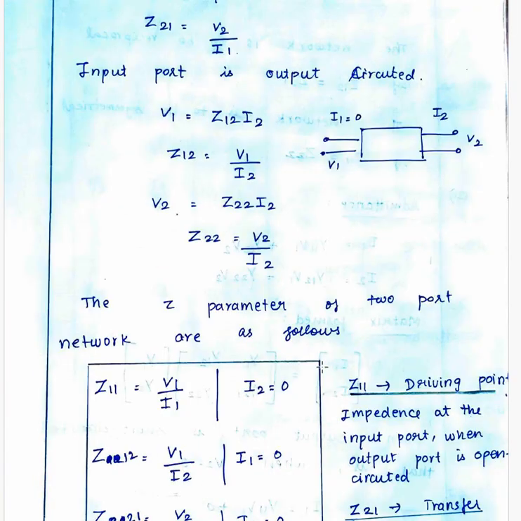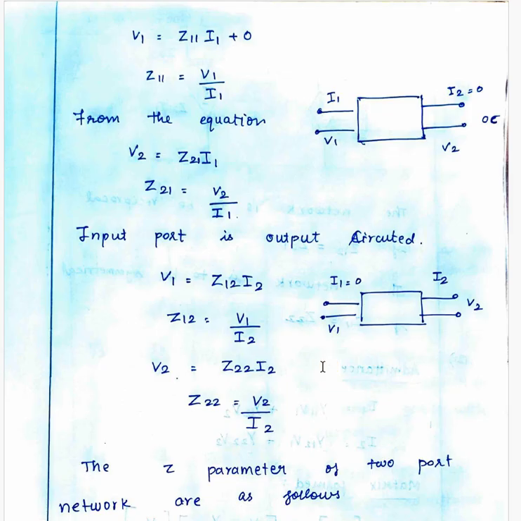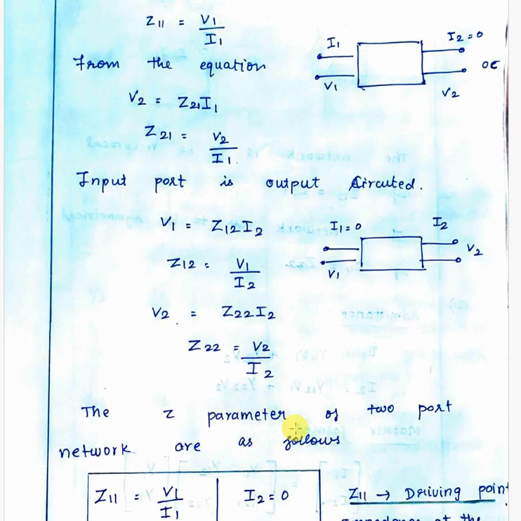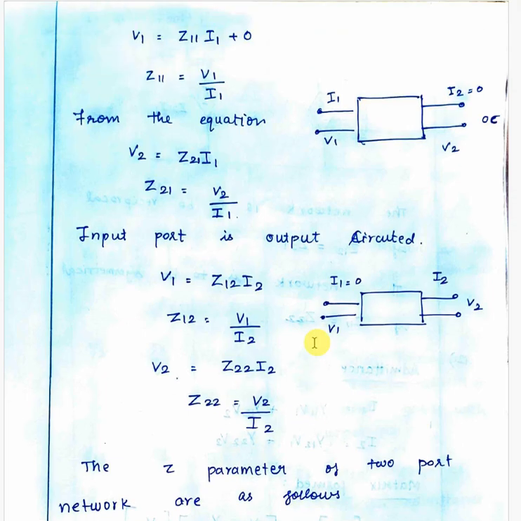After substituting the value of I1 equal to 0, the equation will become like this. Then Z12 equal to V1 by I2. And the second equation will become V2 equal to Z22 into I2. Then the Z22 value will be V2 by I2. So these are the Z parameters of the two-port network.